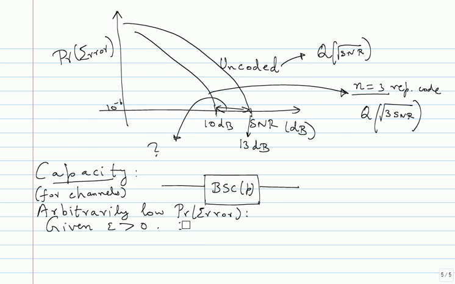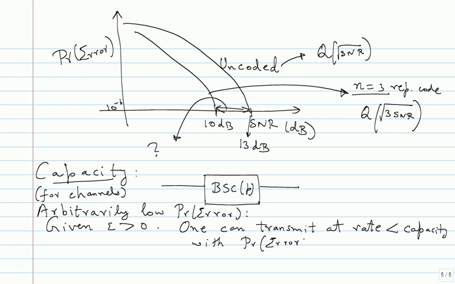one can transmit at rate less than capacity, okay, remember I have not told you what rate is, with probability of error less than epsilon. Okay, so that's the meaning of arbitrarily low probability of error when interpreted in terms of capacity.